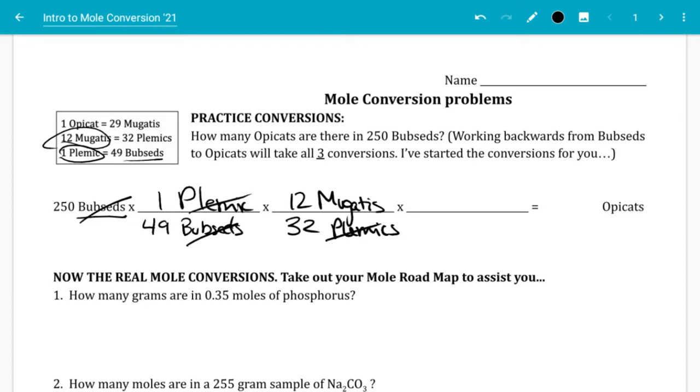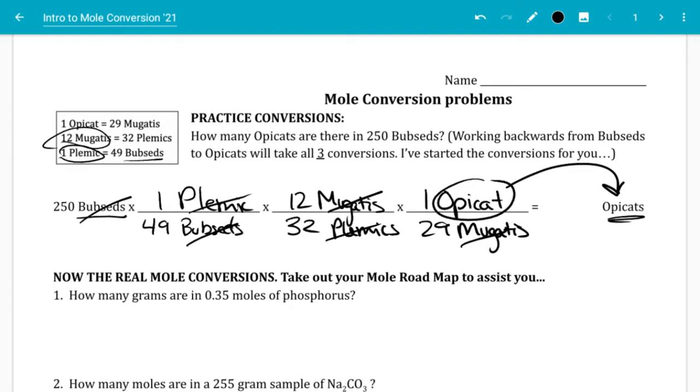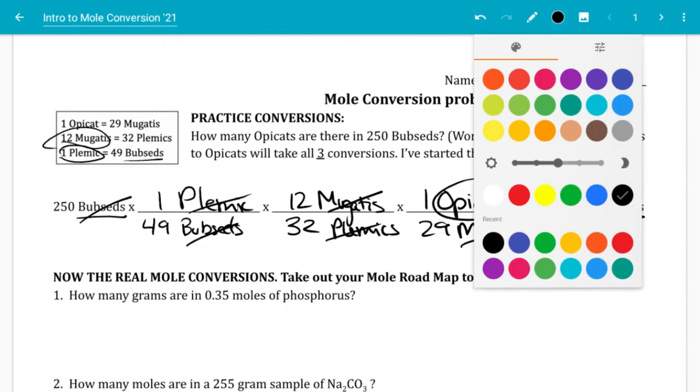All right, now the units plemics have canceled out, and now I want to get rid of my mugattis. So 29 mugattis for every 1 opacat, and that's what I was trying to convert to because I wanted an opacat. So the mugattis have canceled out, and the unit that I'm in is opacats. Now I have to multiply everything that's on the top. So I'm going to multiply, let me change colors here quickly.